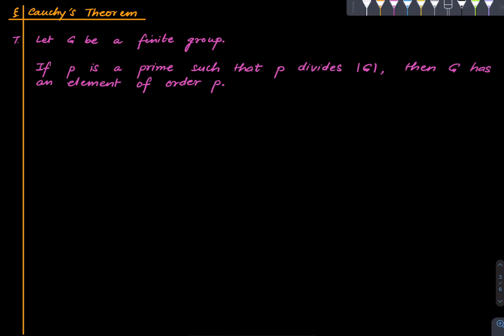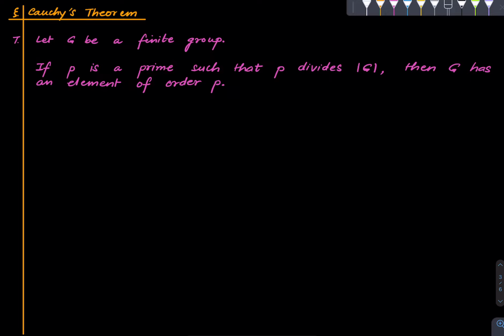Cauchy's theorem states the following. Let G be a finite group and P be a prime dividing the cardinality of G. Then G has an element of order P. Note that if we were given that G has an element of order P, then it would have a subgroup of size P, and hence by Lagrange's theorem, the size of the group would be divisible by P. But it is pretty remarkable that the converse is also true, meaning that if you have a prime that divides the size of the group, then the group has an element of order P.